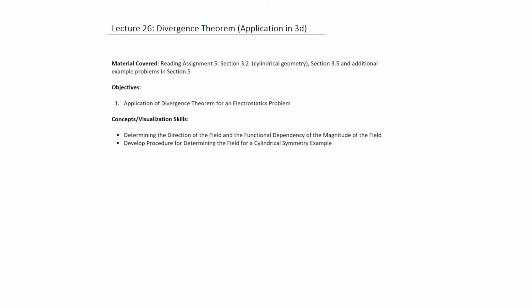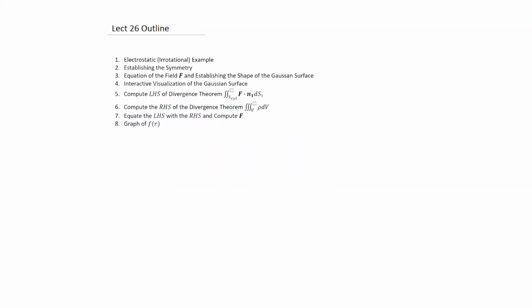So objectives are basically the application of the divergence theorem for electrostatics problem. And the concepts and visualization skills are determining the direction of the field and the functional dependency of the magnitude of the field, and to develop the procedure for determining the field for a cylindrical symmetry example. As usual, the outline is just a summary of the slides to follow, so we'll just skip over that.